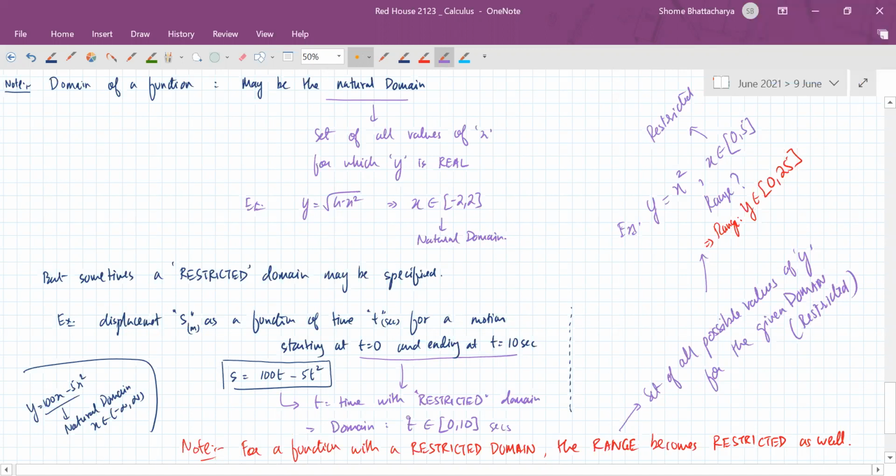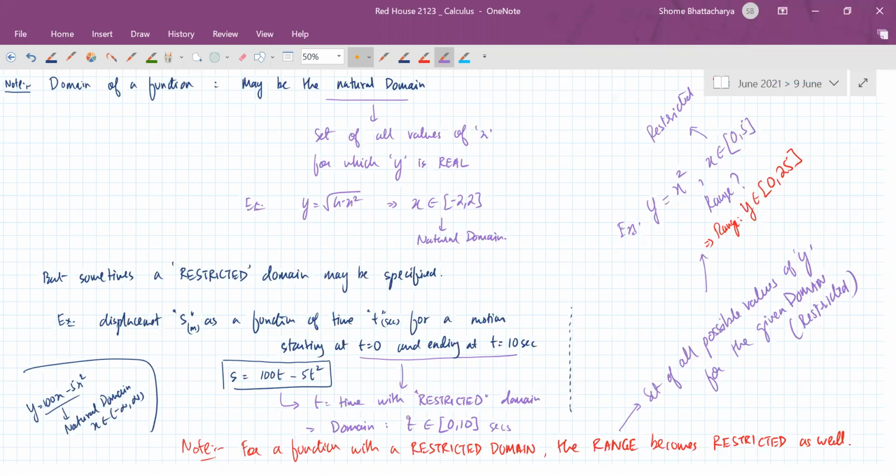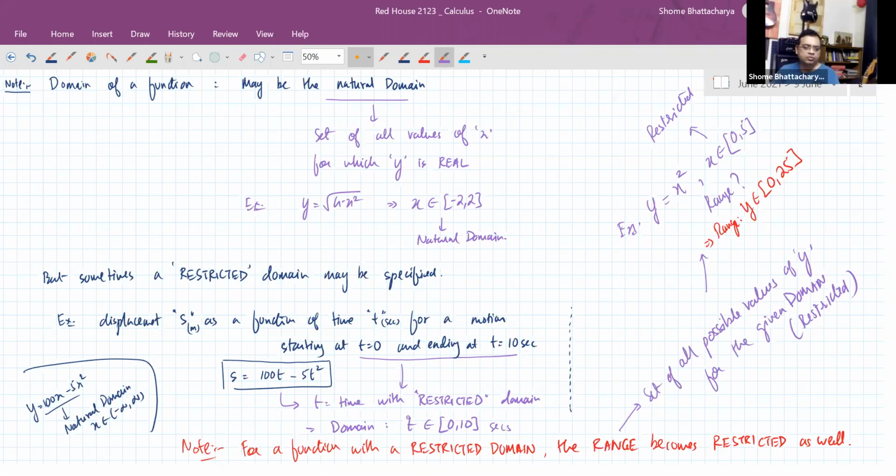Yes, I understand it. But the interesting thing here is, suppose the domain was specified as non-negative numbers, y is equal to x square, and it was given that x belongs to 0 to infinity including 0, then it's a restricted domain. But interestingly, the range is the same as what the range would have been for the natural domain. So various such combinations can be there depending on the function you are dealing with. Understood my point now? Yes. But generally speaking, when we take a restricted domain, most often the range also becomes restricted, unless it's a very special case like the one I told you.